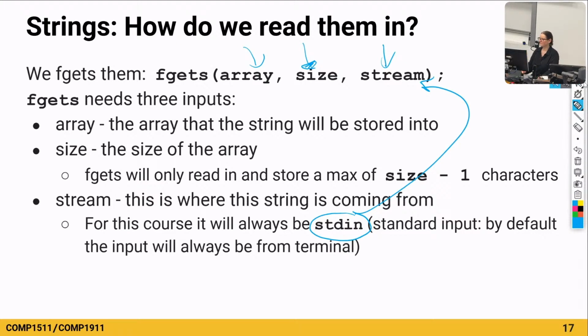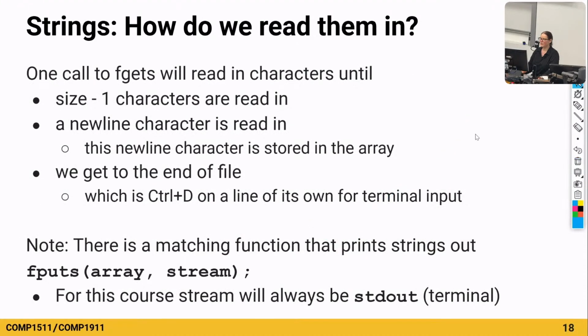Now, I'll show you in a minute, but when I do one call to fgets, it'll read in characters until basically the array is full. So somebody's typed in size minus 1 characters, or they press enter, which gives us a new line character. It'll stop if it gets a new line character. So if I just type in dog, enter, it'll stop, even if the size is 1000.